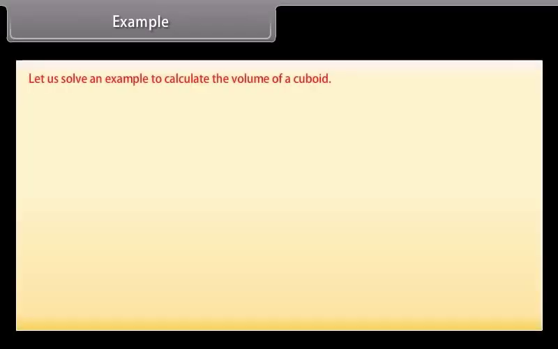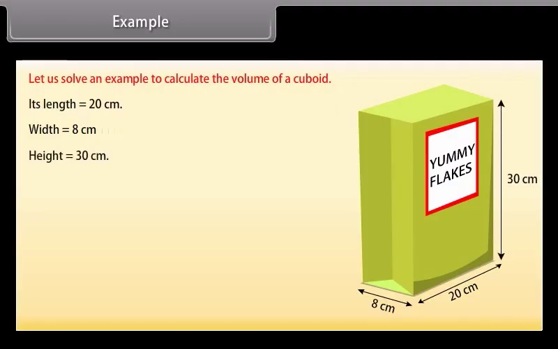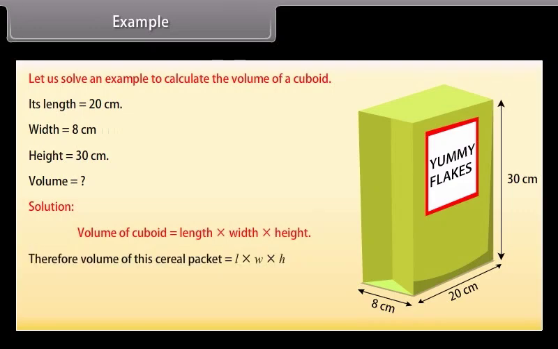Example. Let us solve an example to calculate the volume of a cuboid. Look at this cereal packet. Its length is 20 cm, width is 8 cm, and height is 30 cm. We have to find its volume. We know that the volume of a cuboid is length into width into height. Therefore, the volume of this cereal packet is equal to L into W into H, which is equal to 20 into 8 into 30, and this is equal to 4,800 cm cube.